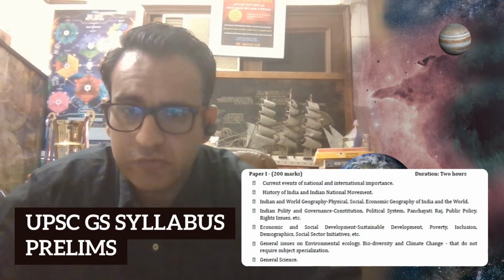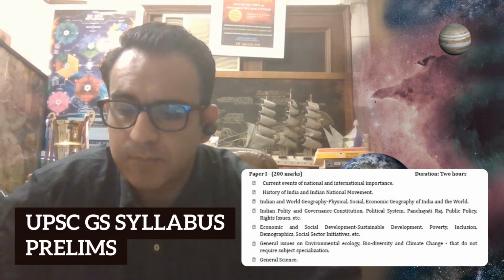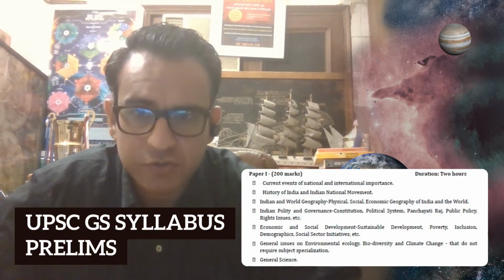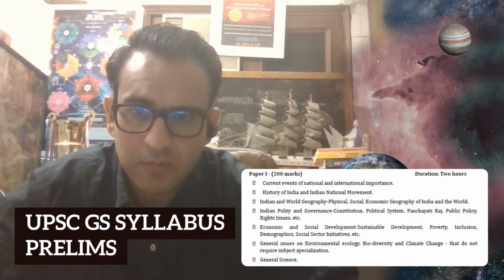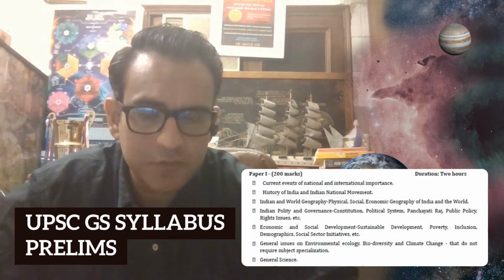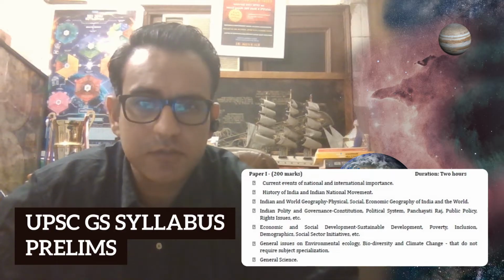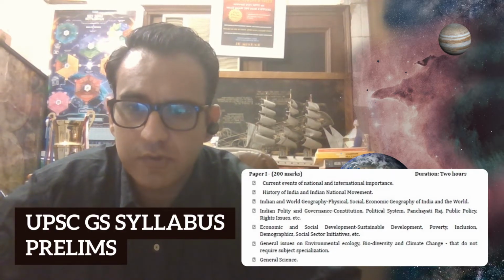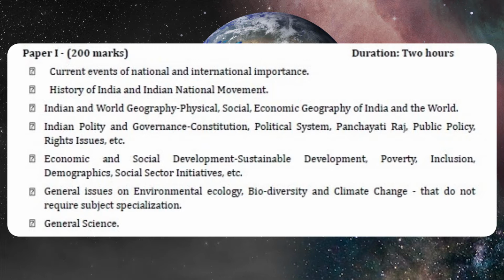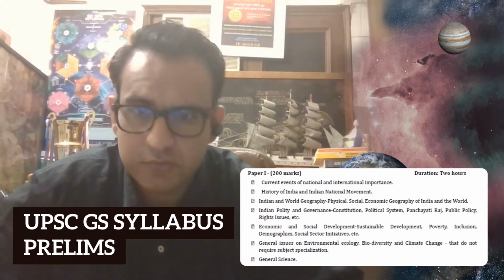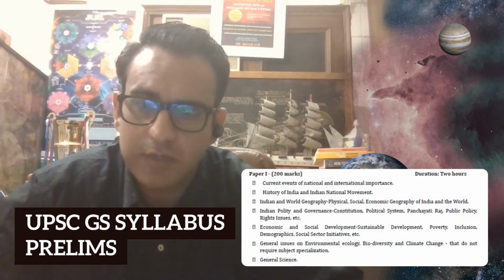We will be doing this sequentially like we always do, and I'll begin with the introduction, which I think is very appropriate to obtain from the syllabus itself. So this is the official UPSC notification, and this is the syllabus for the general studies for prelims. Looks straightforward enough. It says current events of national and international importance, history of India and the Indian national movement, Indian and world geography, Indian polity, economics, environment, and science. Looks straightforward enough, but the questions are not straightforward at all.